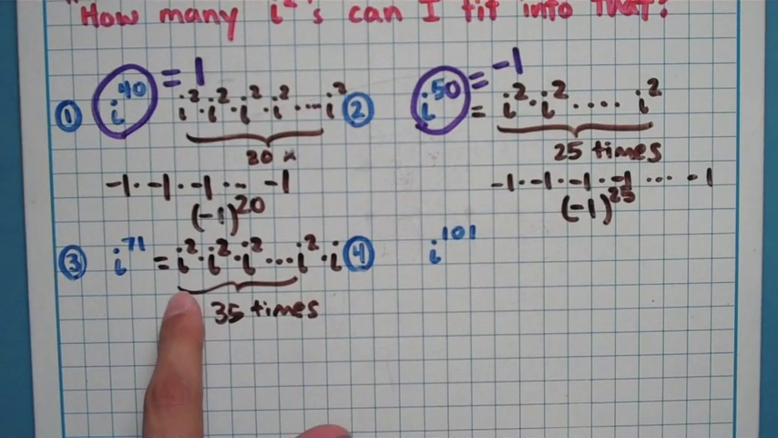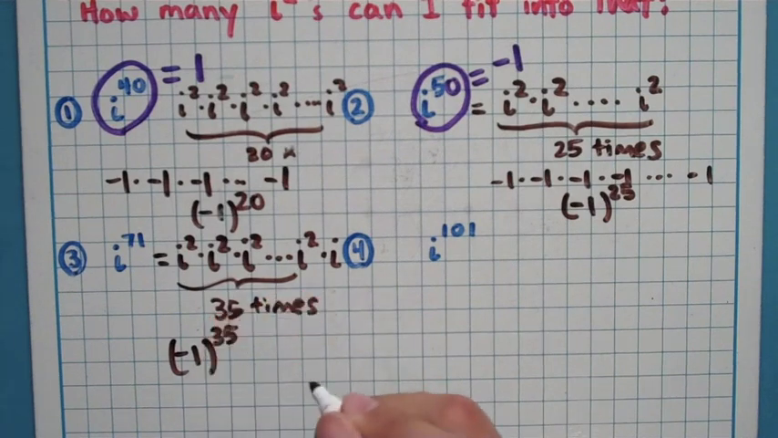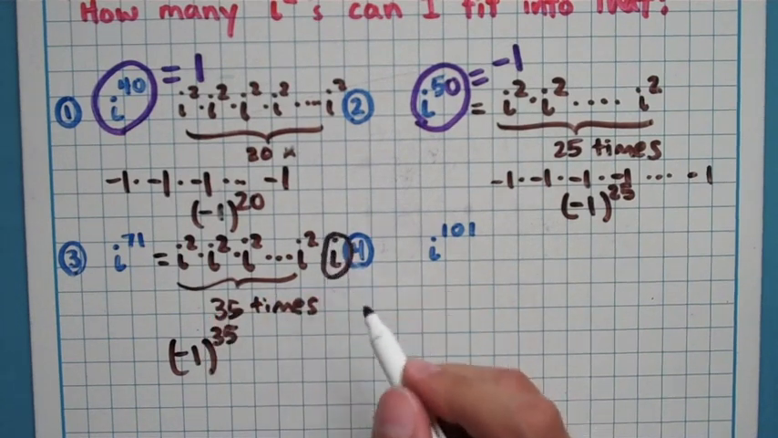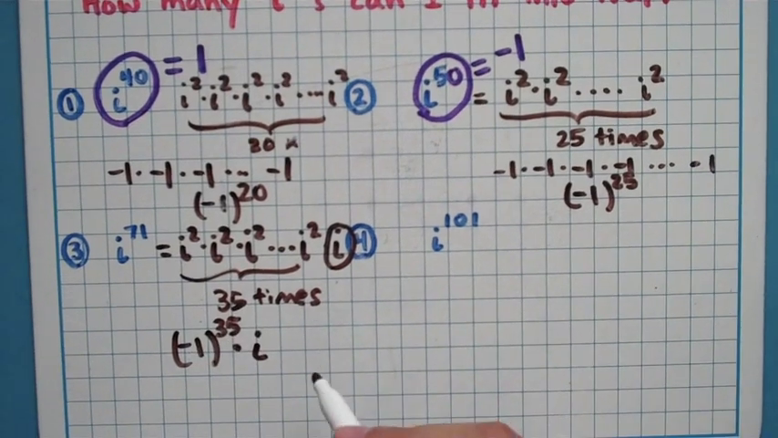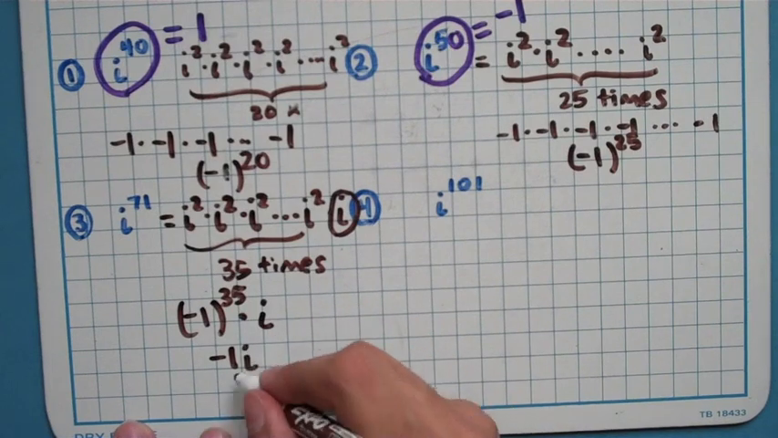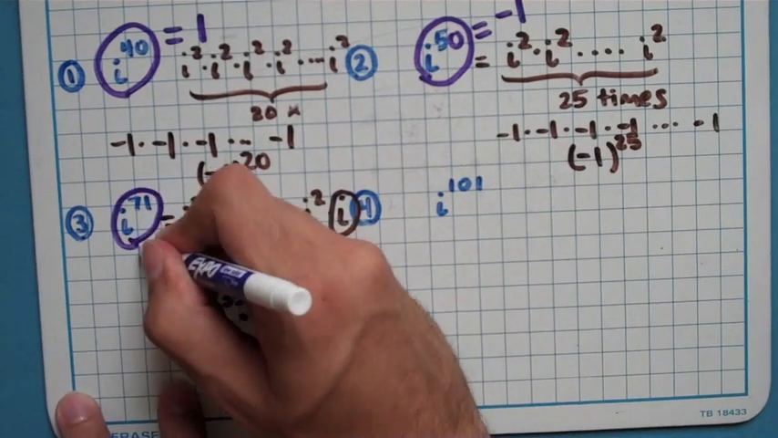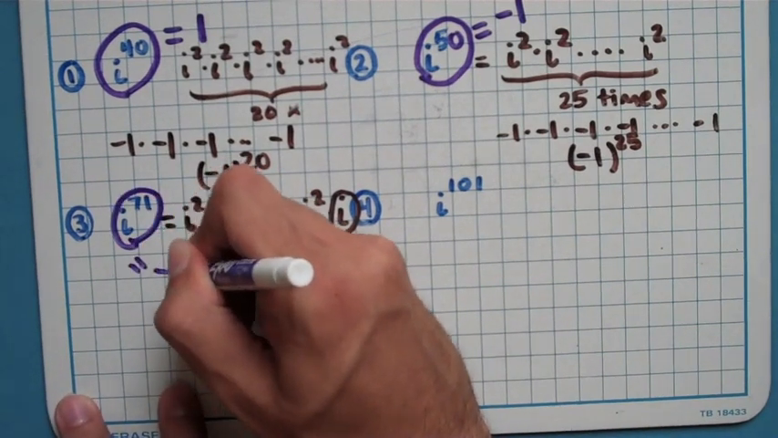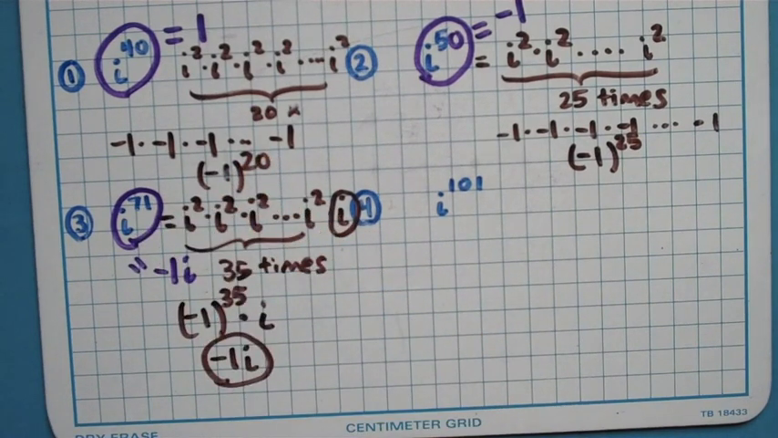Well, my 35 i squareds really means -1 35 times being multiplied. And then there's that leftover i, that guy who didn't have a partner. He's still sitting there on the end as well. Well, -1 to the 35th power is -1, so my answer is -1i. So, I had i to the 71st power. That was actually equal to -1 times i. No more exponent on it, just -1i.